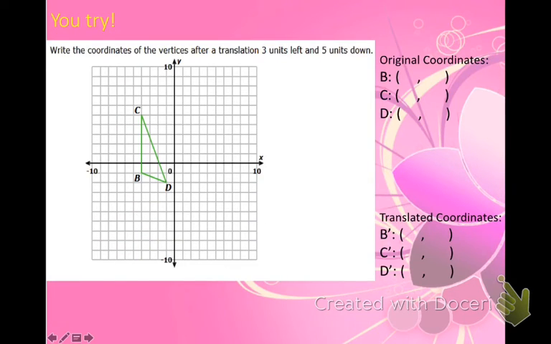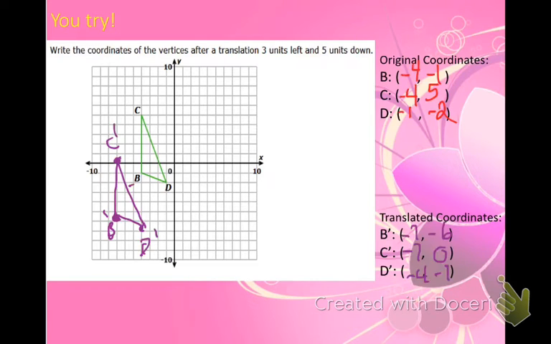All right, so I want you to try this one. Pause the video, try it, and then unpause the video. This is what you should have when you translate your shape. Again, if you can pick up on the pattern, it makes it a lot easier when you're rewriting your translated coordinates. The shape doesn't change its size, so if the shape looks different than the original shape, you did something wrong.